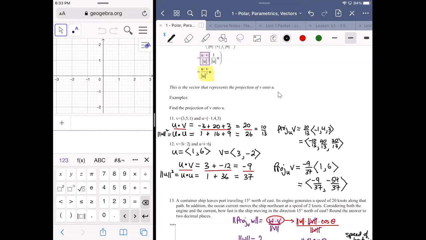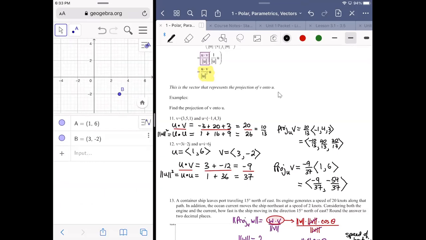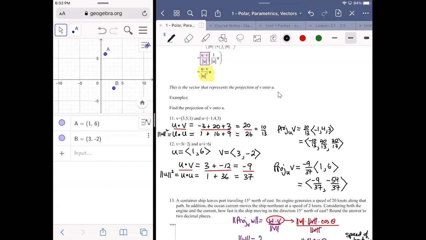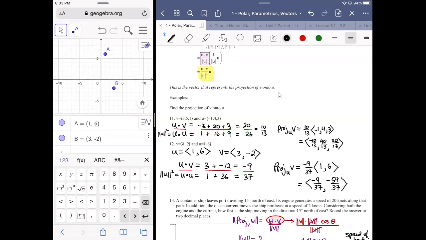But what I'm going to do is plot the original U and V. So I'll plot them as ordered pairs, and then I'll make vectors out of them. So 1, 6. And again, it defaults to calling it A and B, so that's fine. Next one, 3, -2. I have A and B, got my points. Zoom out, you see that they're floating around in space there.